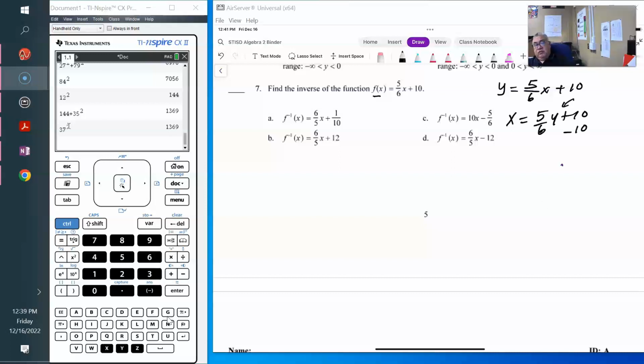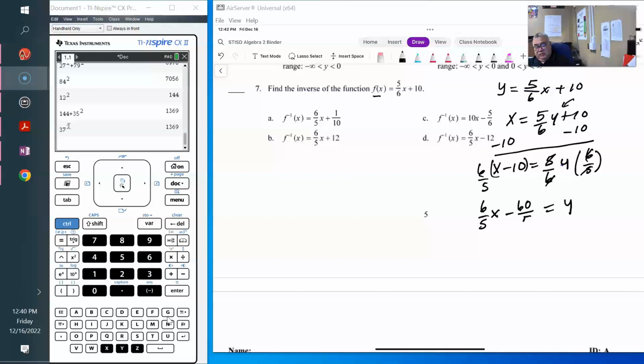So to solve for y, you've got to undo the process of adding 10. So you're going to subtract 10 from the right side. You're going to subtract 10 from the left side. So what do you have? You have x minus 10 equals 5 over 6 y. Now, you know that you have a fraction 5 over 6. So you probably want to multiply by the reciprocal, 6 over 5. So 6 divided by 6, that's 1. 5 divided by 5, that's y. Remember that 5 times 6 is 30, 6 times 5 is 30, so 30 divided by 30 is 1. And this one is going to be 6 fifths x minus 6 times 10 is 60 over 5.